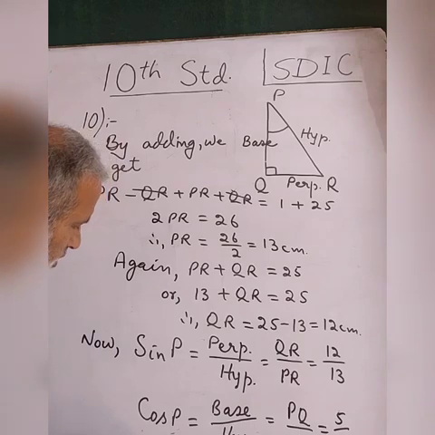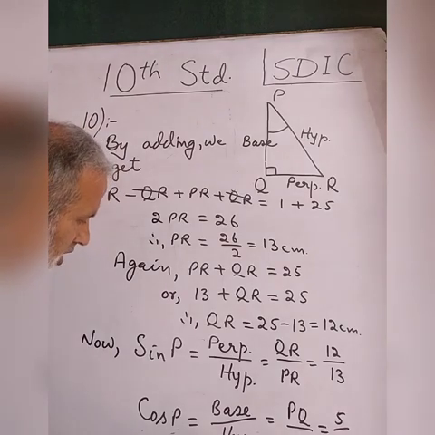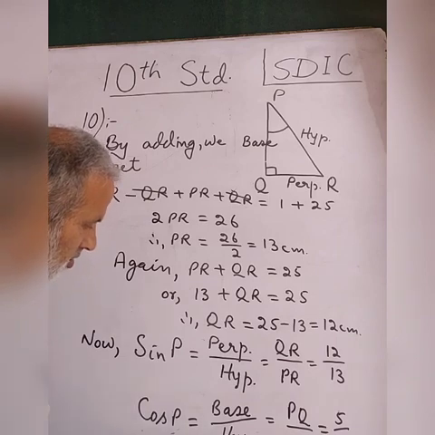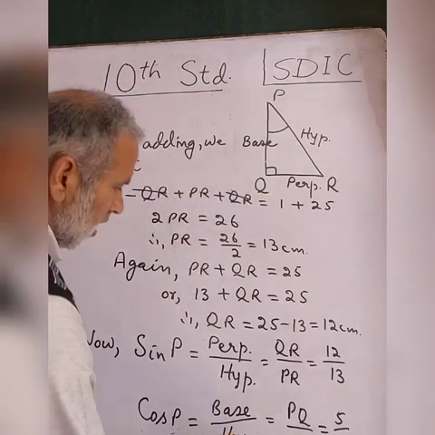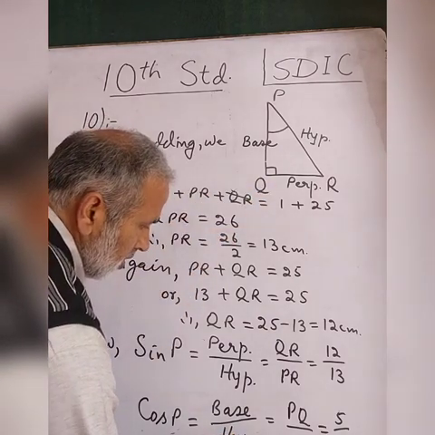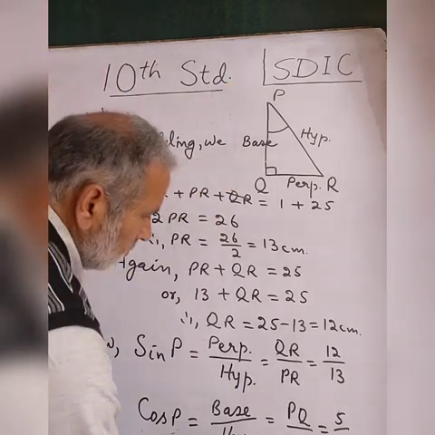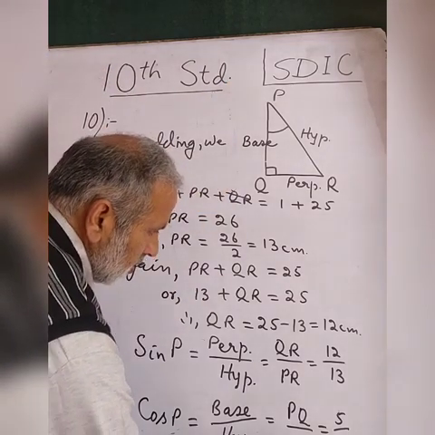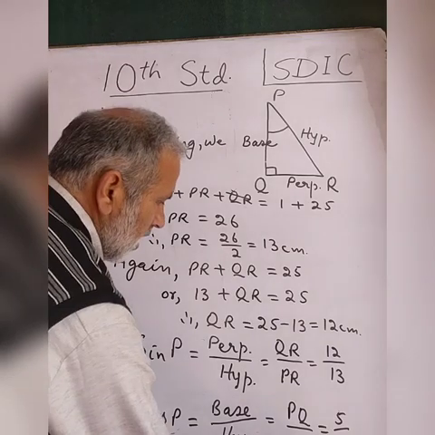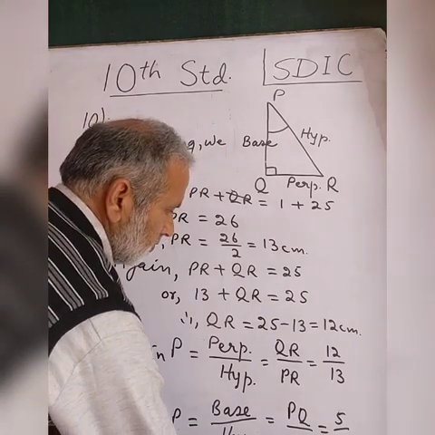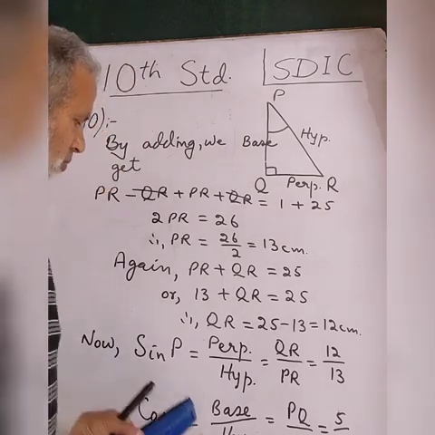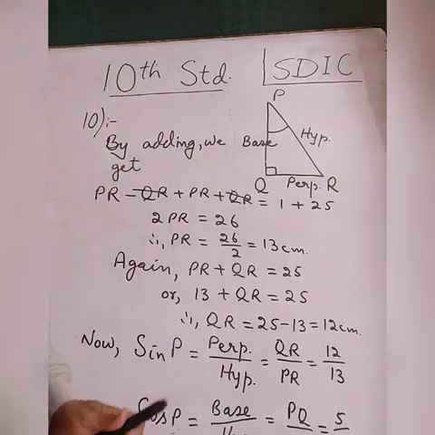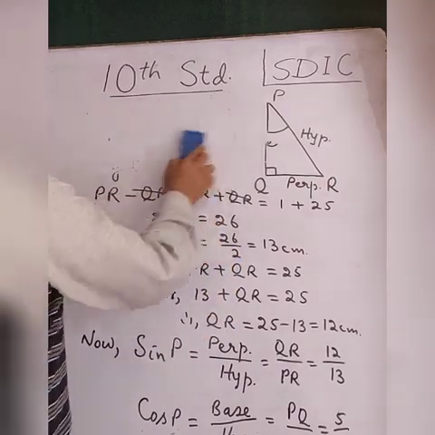And finally tan P. The definition is perpendicular by base. Perpendicular is QR, divided by base is PQ. Use their values. It will be 12 by 5 therefore. That completes the solution of this question. We found sine P, cos P as well as tan P. Now the last question of this exercise.